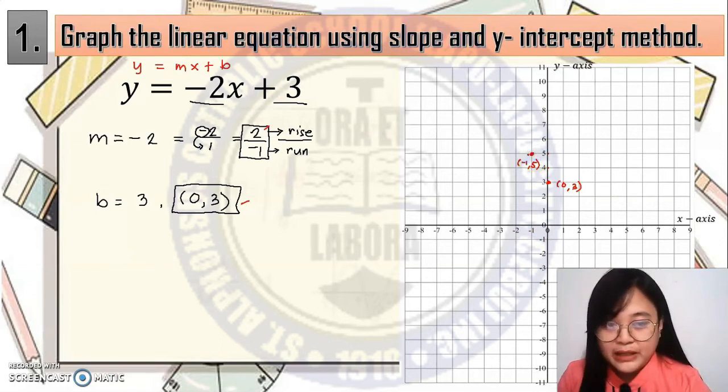Next, I want you to find the third point. Still follow the same process. Rise 2 steps upward, 1, 2, and run to the left since it's negative.